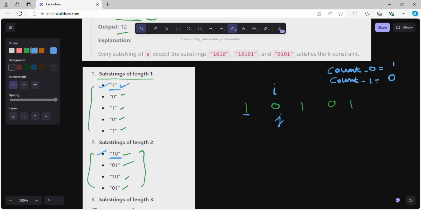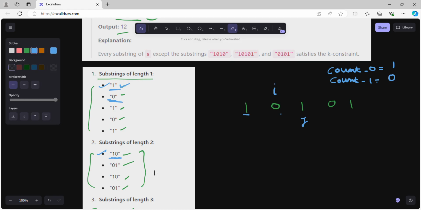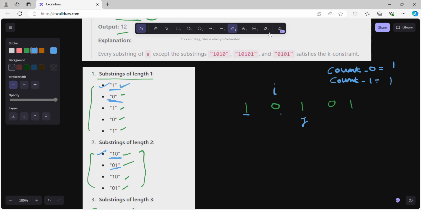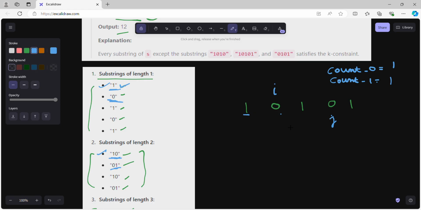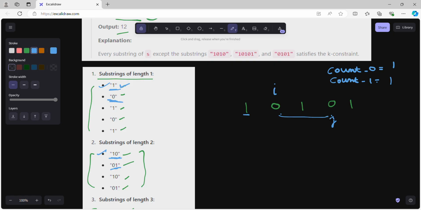I have found this substring. Then my j is going to move further. j reaches this position. 01001 is also a valid substring. I have counted this, so count of 1 is also incremented to 1 now. Then again my j is going to move further. Now my j reaches here. 010 is also a valid substring because the number of ones is at most 1 in this case. So I am good here.